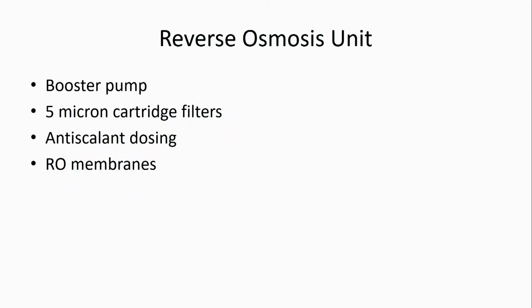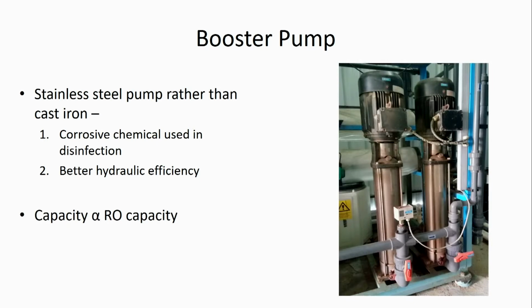Now we will come to the reverse osmosis unit. It includes a booster pump, 5 micron cartridge filters, antiscalant dosing and RO membranes. The booster pump for RO, again, should be a stainless steel pump and not a cast iron pump. Cast iron can get corroded by the chemicals we use for disinfection, and it has very less hydraulic efficacy compared to the stainless steel pump. So although cast iron pumps are cheap, they should not be used. The capacity of the booster pump depends upon the RO capacity and output of water you need.